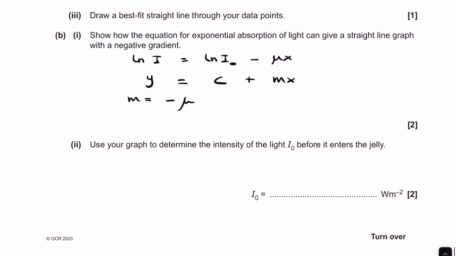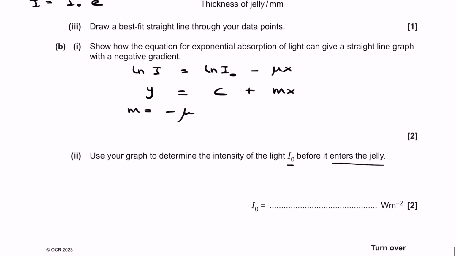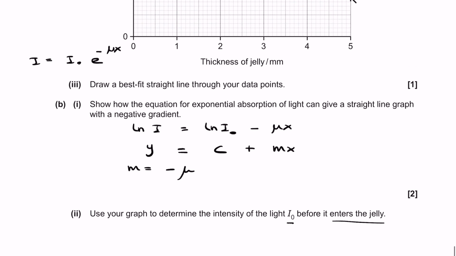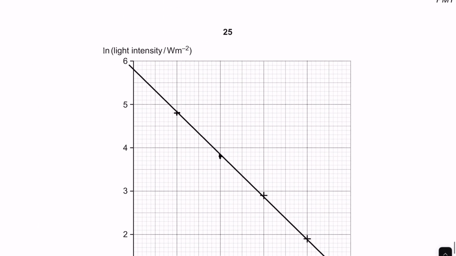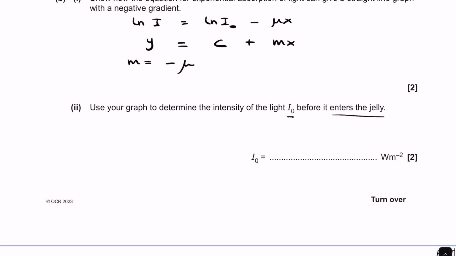Okay, and then for part II, we have to use a graph to determine the intensity of the light I0 before it enters the jelly. So for that, we know that ln I0 is the y-intercept. And if we just do that right here, that number is 5.8. So ln I0 is 5.8. And therefore I0 is e to the 5.8, which gives me 330 watts per meter squared.